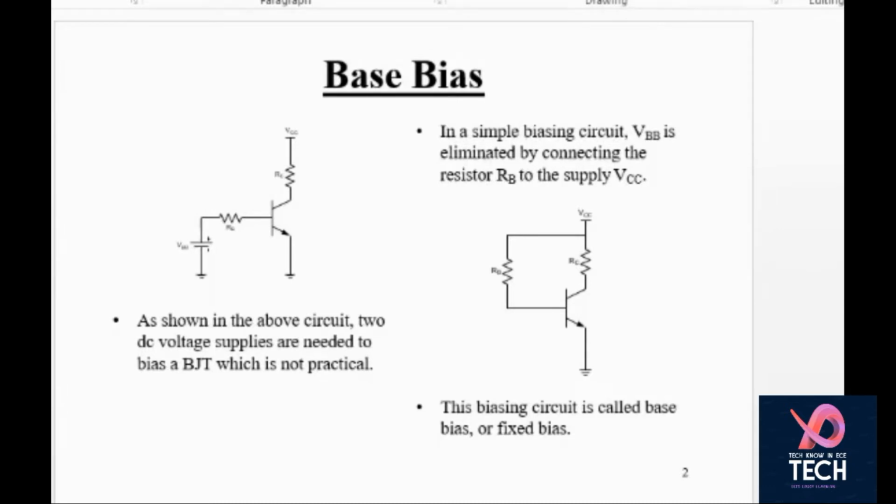Now, next thing, it is obvious that IC is equal to beta into IB. That is known to you, and IB is this value. So when you look at this particular loop, VCC is equal to IC RC plus VCE. So from here you can find the value of VCE, which is equal to VCC minus IC RC. So from these two equations, you can easily find the value of all the parameters which are required to design a circuit.